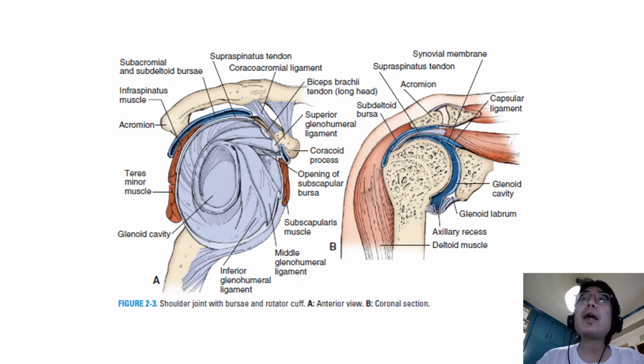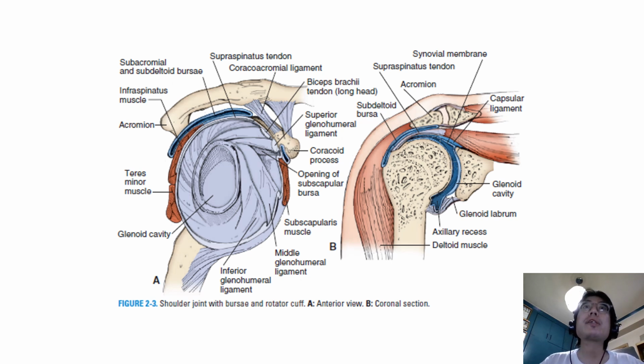It is surrounded by a fibrous capsule that is attached superiorly to the margin of the glenoid cavity and inferiorly to the anatomic neck of the humerus. The capsule is reinforced by the rotator cuff over here, the glenohumeral ligaments, and the coracohumeral ligaments. The glenohumeral joint has a cavity that is deepened by the fibrocartilaginous labrum.